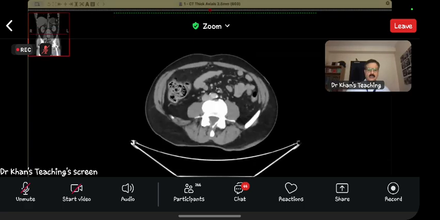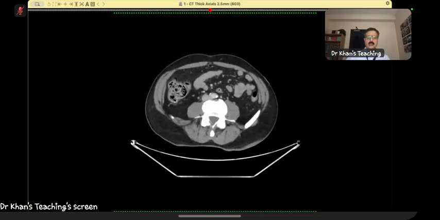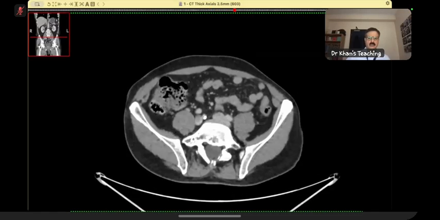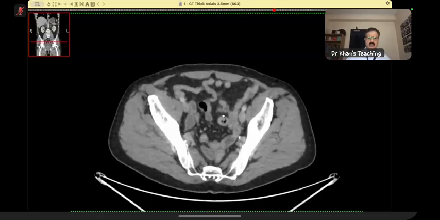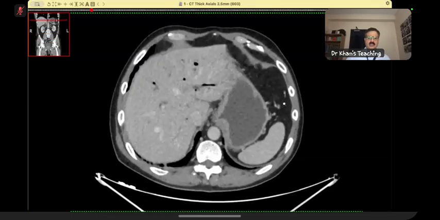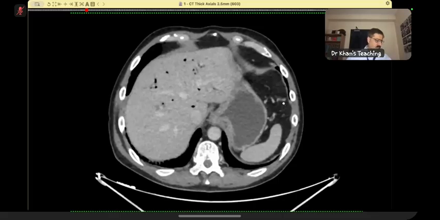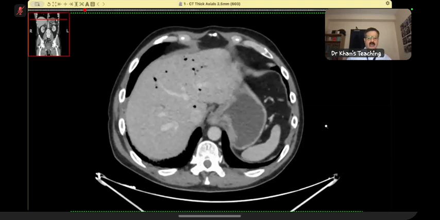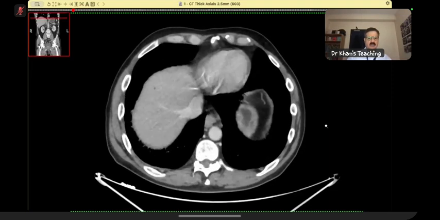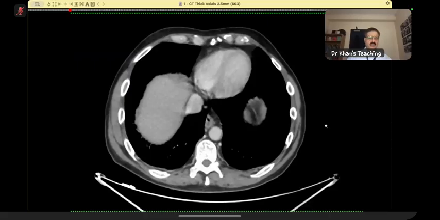Your last case, let me make it slightly bigger. Now, this patient is a 74-year-old male. Patient presented with jaundice, and the gastroenterologist has done an OGD and has done a procedure. After the procedure, some symptoms have occurred, pain, etc. So they've asked for this CT scan. Over to you.